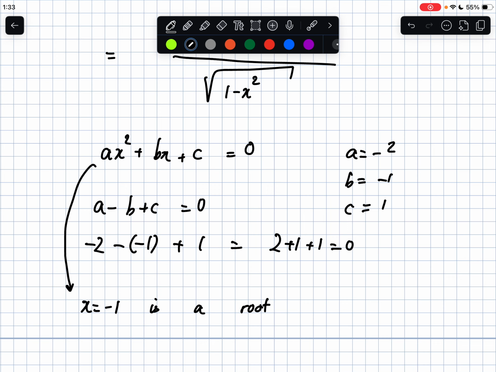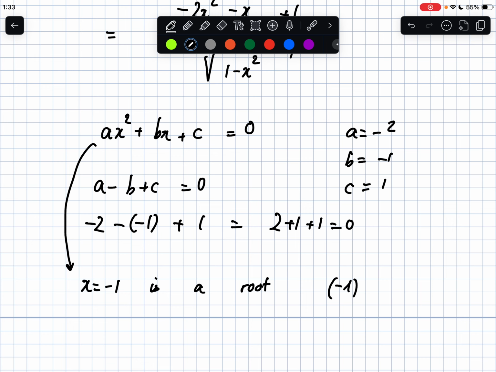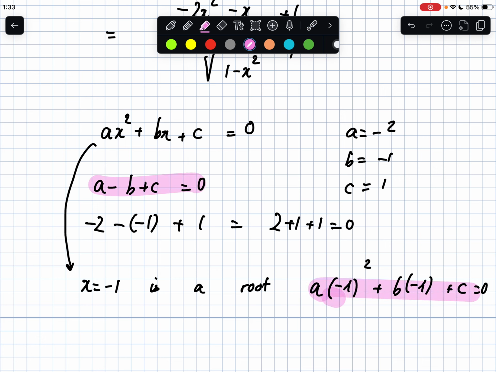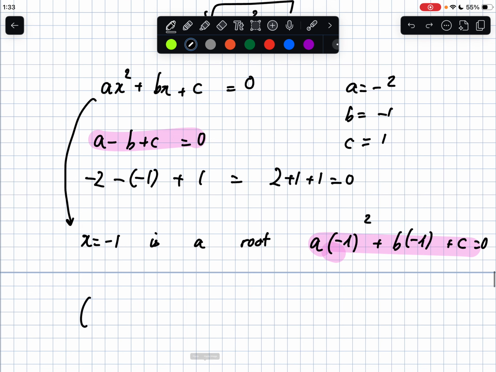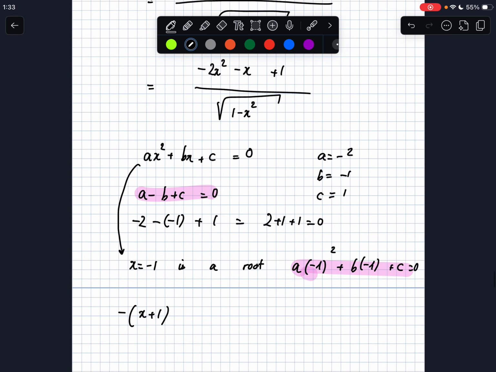Why is that? Because minus 1 satisfies this: a times minus 1 squared plus b times minus 1 plus c equals 0, so a minus b plus c is 0. That's why minus 1 is a root. So that means we can factorize with x plus 1, times something.